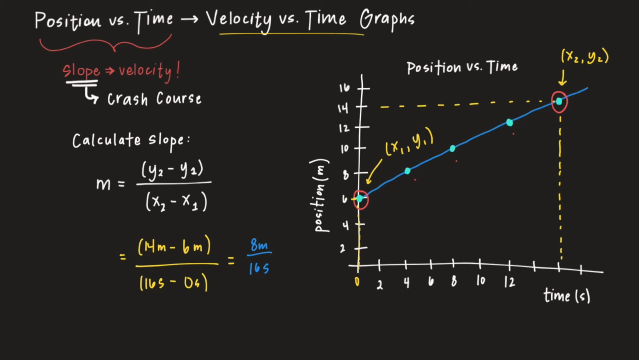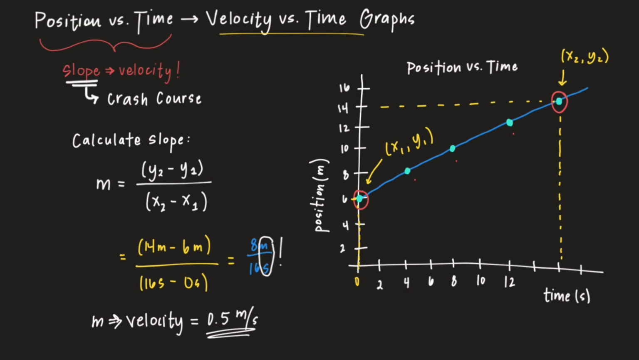And what do we notice here? We notice that those units, meters divided by seconds, that's my unit for velocity. No way, that's why the slope is equal to the velocity. So my slope, which represents my velocity in this position versus time graph, is going to be 8 meters divided by 16 seconds, which is 1/2, or 0.5 meters per second. So I just calculated the slope, and now I know the velocity, which is pretty amazing. So the velocity for this moving object, moving person, is 0.5 meters per second.